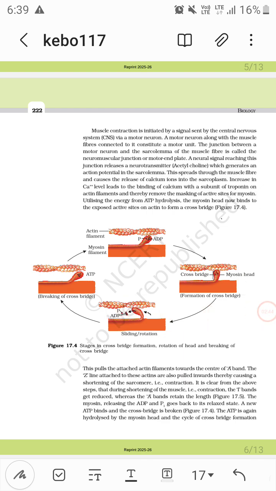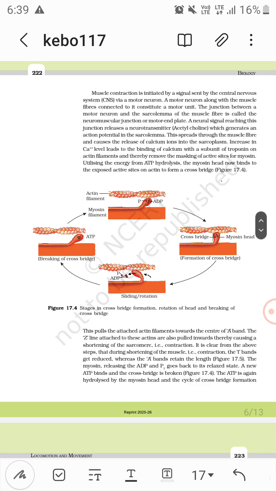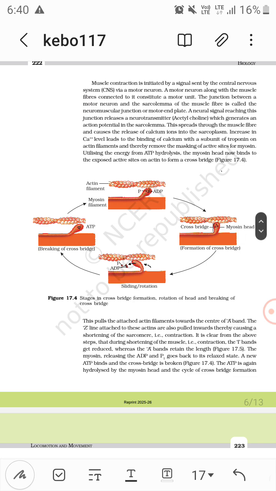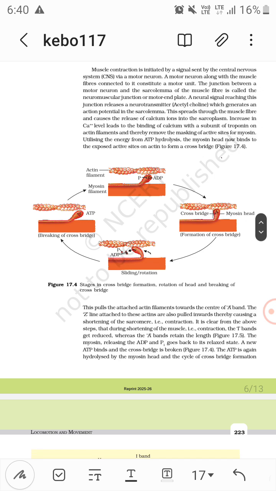Muscle contraction is initiated by a signal sent by the central nervous system, CNS, via a motor neuron. A motor neuron along with the muscle fibers connected to it constitutes a motor unit. The junction between a motor neuron and the sarcolemma of the muscle fiber is called the neuromuscular junction or motor end plate. A neural signal reaching this junction releases a neurotransmitter, acetylcholine, which generates an action potential in the sarcolemma. This spreads through the muscle fiber and causes the release of calcium ions into the sarcoplasm.